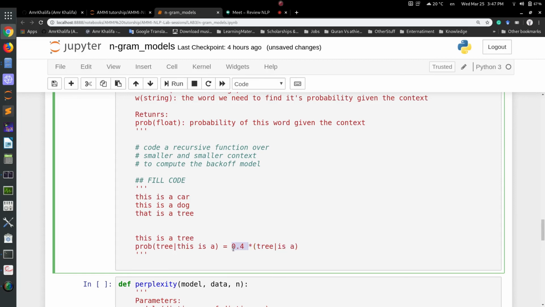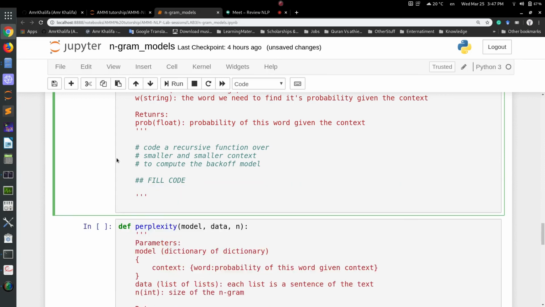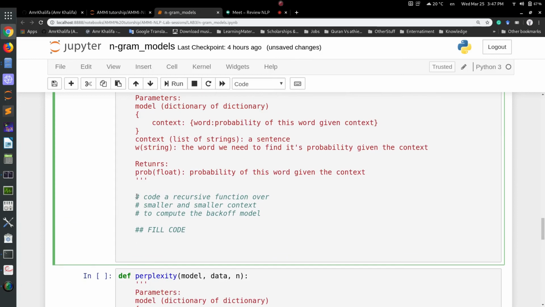The number 0.4 here is empirical, so there is no theory behind why they chose 0.4. They've done a lot of experiments and they found this number works the best. This is why, in the first place, when we built the probabilities dictionary, we wanted the probability of the n-gram model, but we calculated the probabilities for the n-gram model, for the n-1 gram, for the n-2 gram, and so on and so forth, in order to use it in our backoff model.